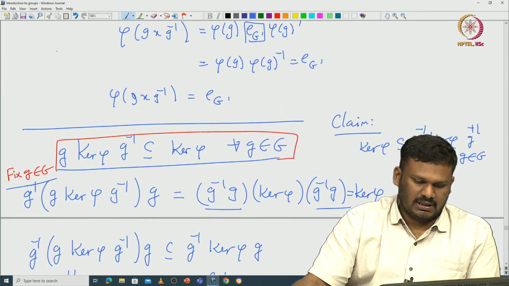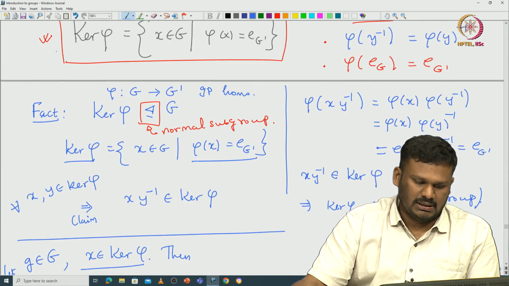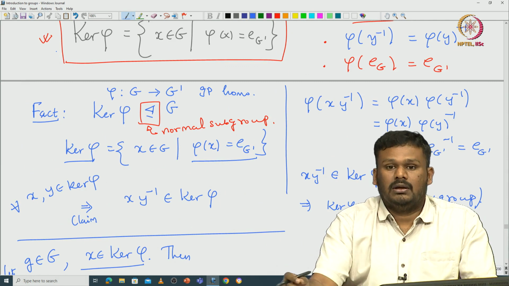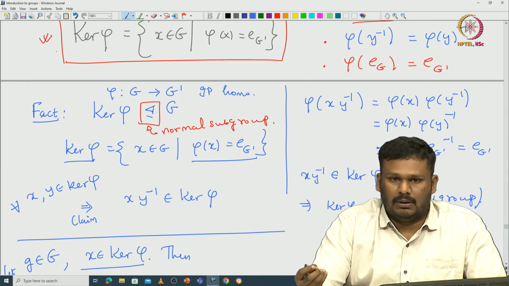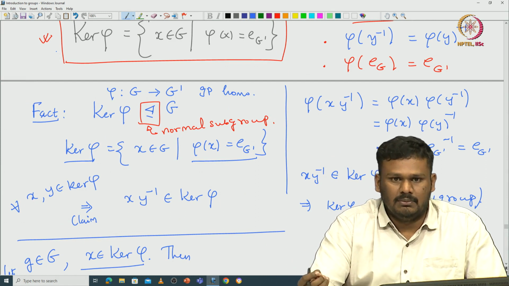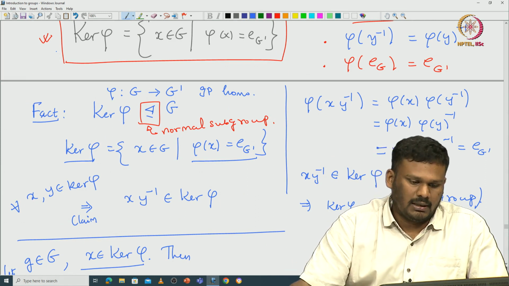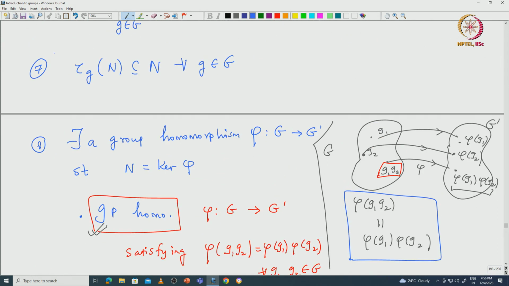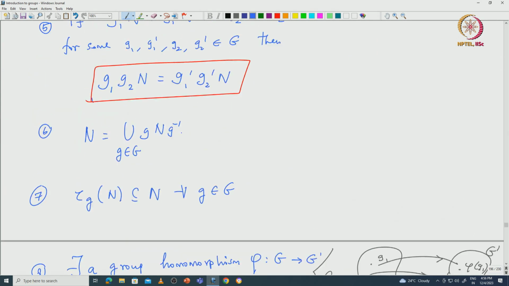This is something very simple. This discussion tells you that if you start with any group homomorphism, then the kernel of that group homomorphism must be a normal subgroup. But one of the characterizations indeed says that any normal subgroup comes from the kernel of some group homomorphism. So this is how normal subgroups arise.